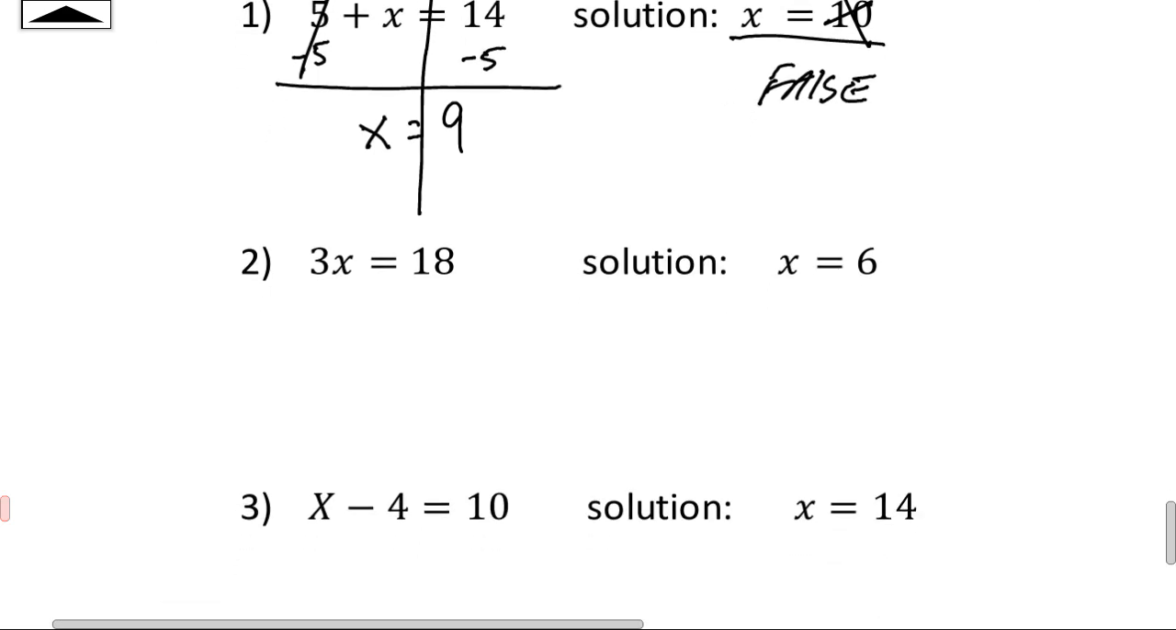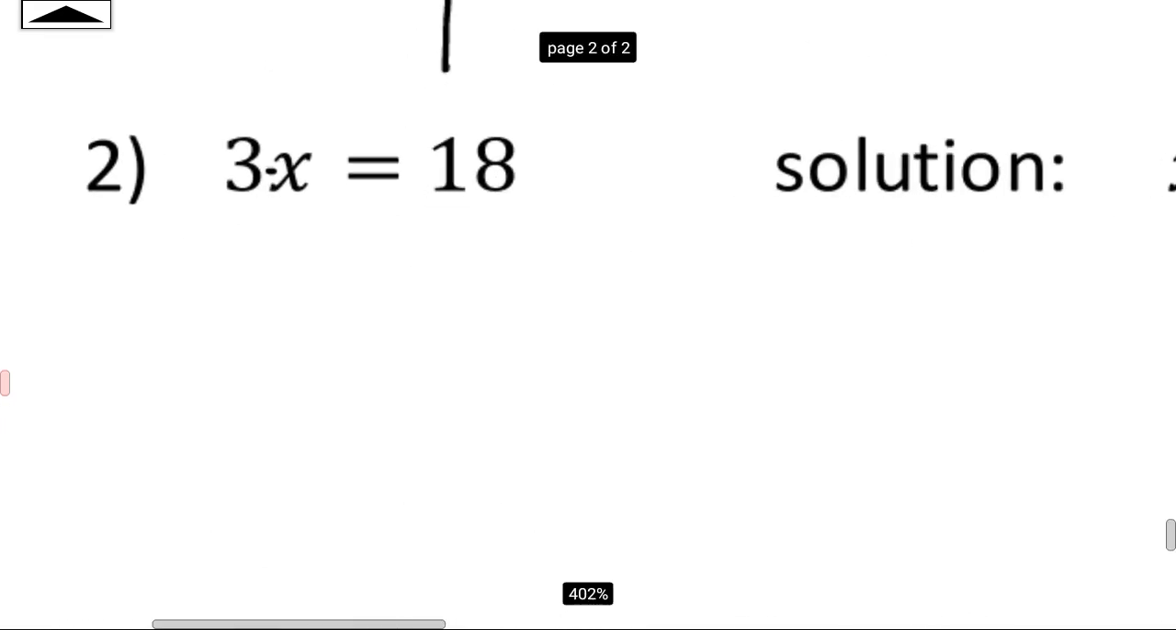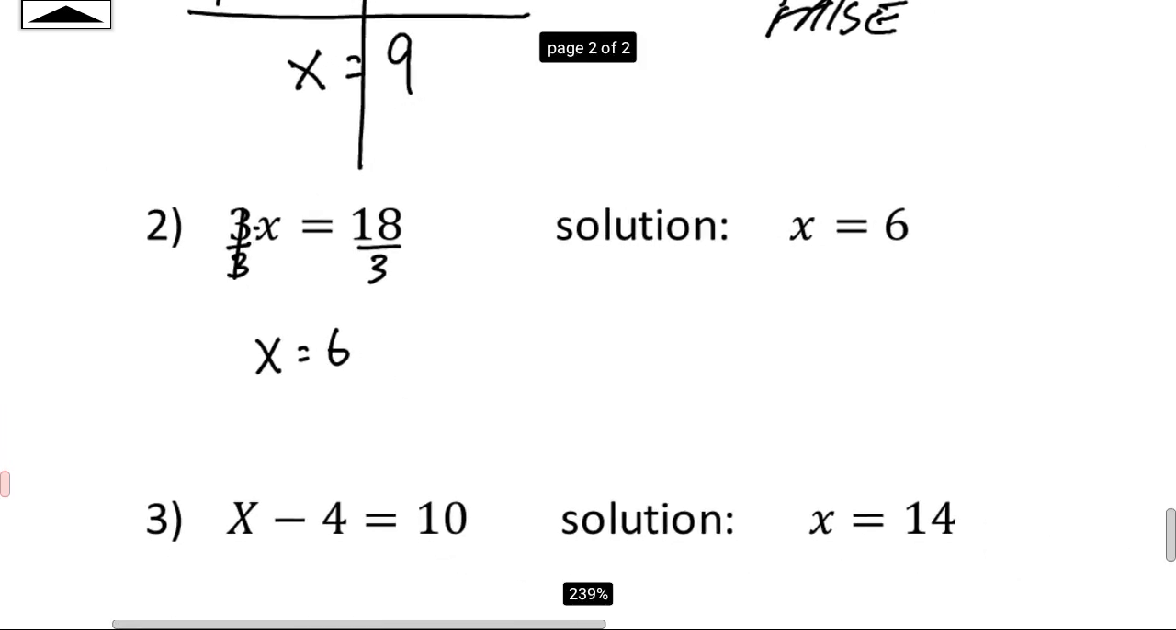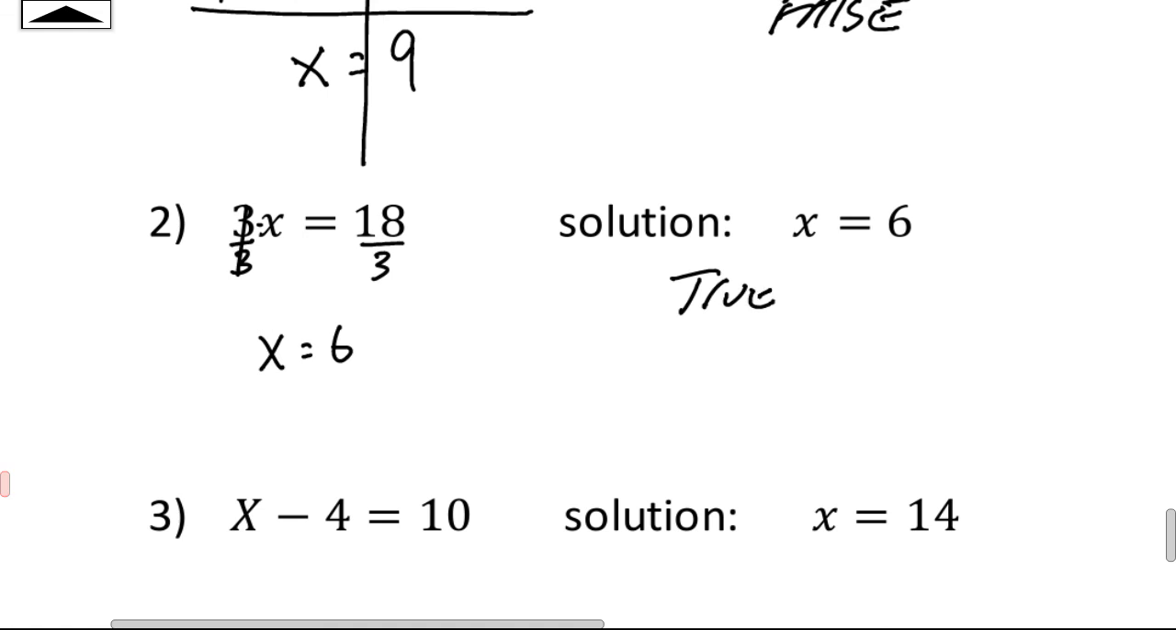I'm just going to solve these now. That's 3 times x equals 18. How do I undo multiplication? Division. Do you think I should divide by a 3 or divide by an 18? Dividing by 18 wouldn't make any sense because I'm trying to get x by itself. Now I got a big mess over there. So let's divide both sides by the 3 because 3 divided by 3 is 1. That's what I want. So I get 1x, or x on the left side, is equal to 6. So that's going to be true.